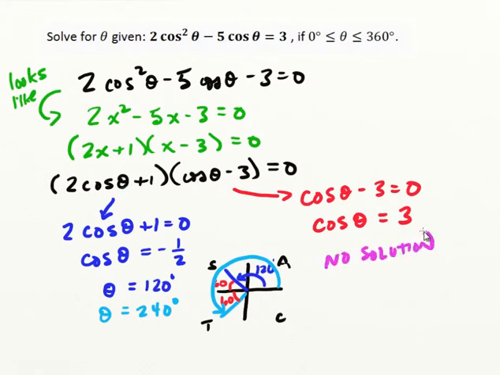And why is that? Well, your calculator will tell you if you try to take the inverse cosine of 3, it will give you an error. But we know that the cosine ratio falls between positive 1 and negative 1. And it will never be able to equal 3. So this side of the equation has no solution.